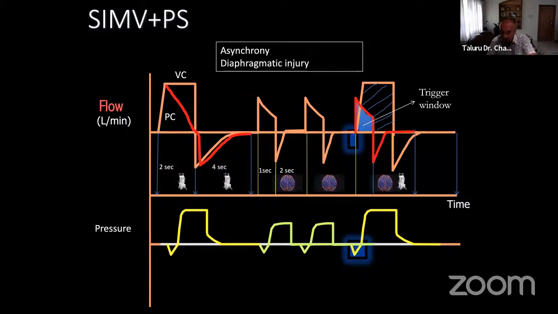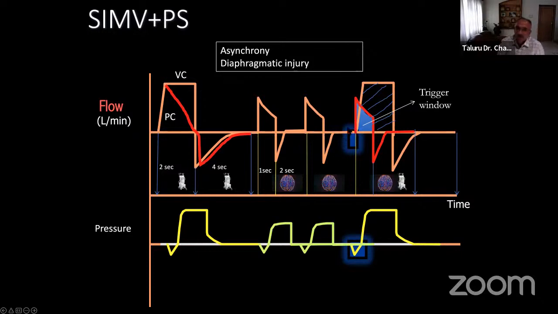There is something called auto mode. There is something called adaptive support. The modes can be changed; it happens on its own. There is so much technology. There is no need to see. There is asynchrony and diaphragmatic injury. I am sure that a lot of postgraduates will not be convinced.